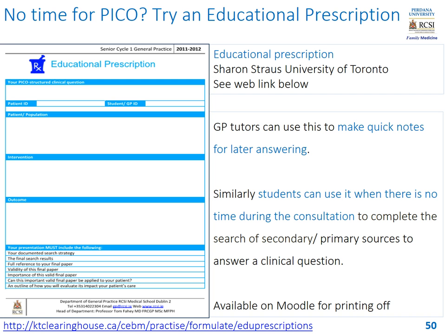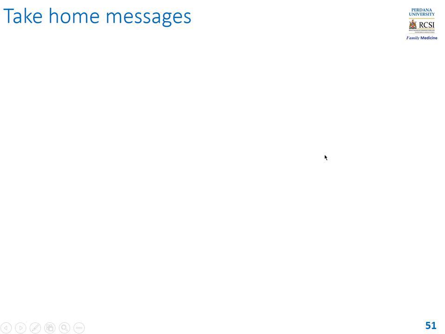If you don't have time to construct a PICO, this is available on Moodle to be printed off and used in clinics. You can jot down the salient points and then check it out later on your smartphone or on your computer.